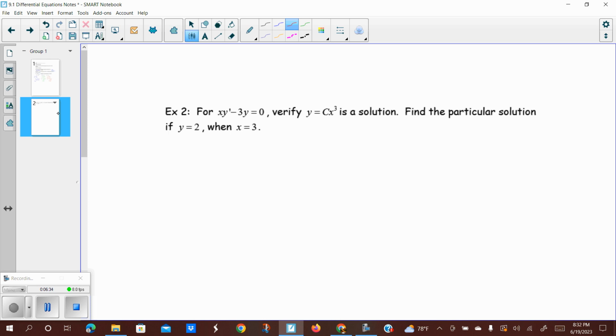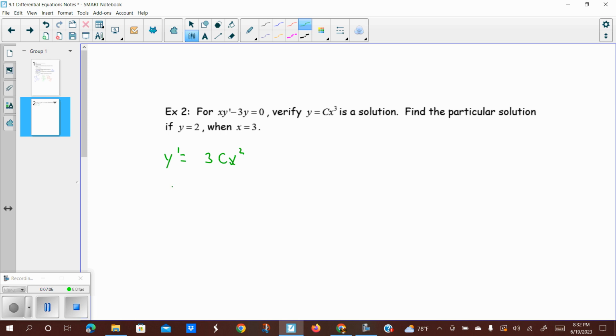So to verify, let's see, I've got x, y prime minus 3y. I need a y prime and I need y. They gave us y, so let's find y prime. So y prime, this is going to be cx cubed. C is some constant, so this is a power rule. It's a polynomial, so we'll use a power rule. So it's going to be 3c x squared. Let's see a little bit bigger there. 3cx squared. So let's go ahead and plug this stuff in.